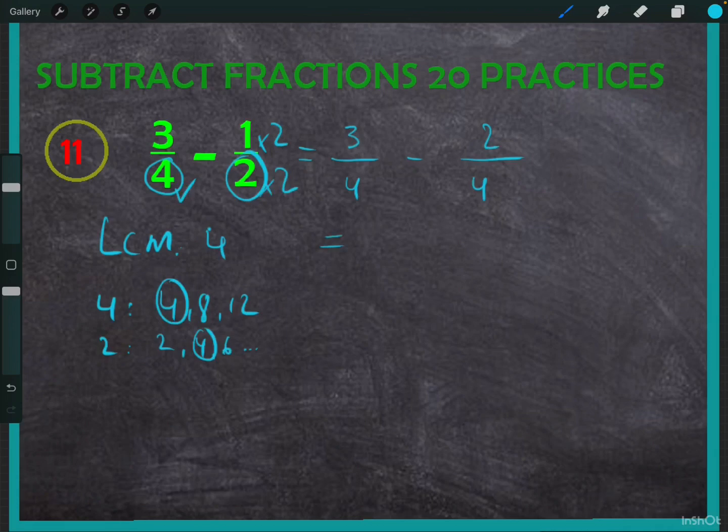From here, we have the two new fractions with the same denominator. To subtract them, we write the denominator again, which is 4. The numerators, we subtract them. 3 subtract 2 is 1. So 1 over 4 is the answer for practice number 11.